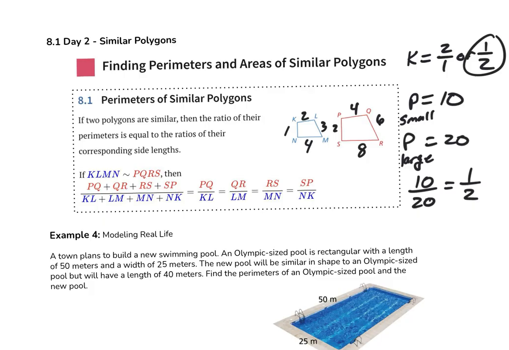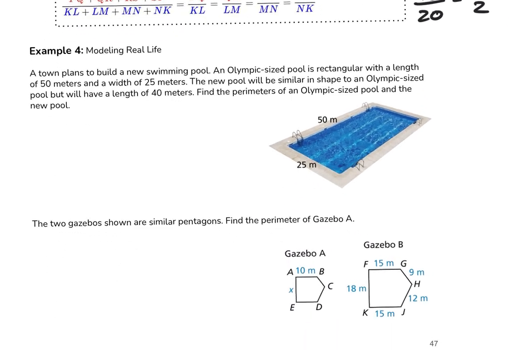Well, it's helpful because what if I don't know all the sides of a figure, right? Maybe I only know one side. I know one side here and one side here. I can't just add up all the sides, right? But I can use this relationship to help us know what the perimeter might be based on that, okay? So let's go down here.